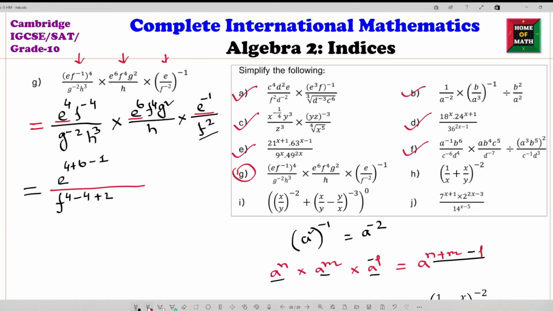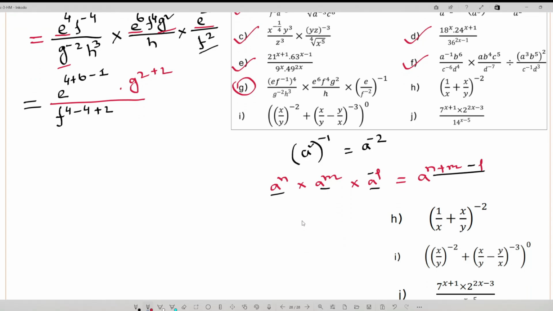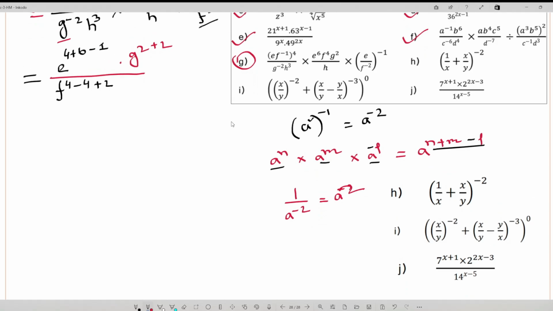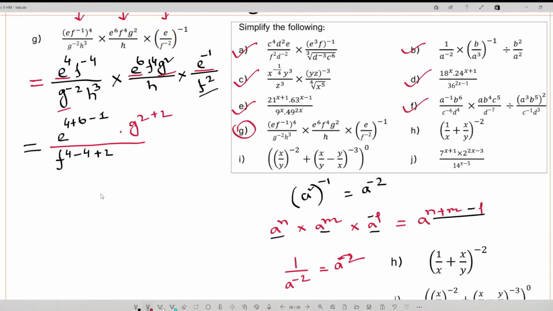Then G. Here is G square and here is G to the power minus 2. So we can write like this, G square and this minus 2. Here is G and here is G. This minus 2 becomes plus 2, because as per the negative exponent we know 1 divided by A to the power minus 2 becomes A to the power 2, right? Now look, E, F, G done, then H.